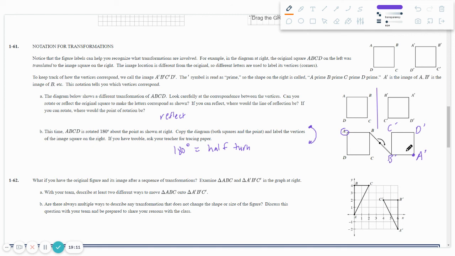Okay. So hopefully you're able to describe 1-62 on your own. Again, it's going to be a mix of two transformations. If you look at it, we're going to have to probably move it. The question is, do we rotate it or do we reflect it? So I want you to think about that. Do that on your own.